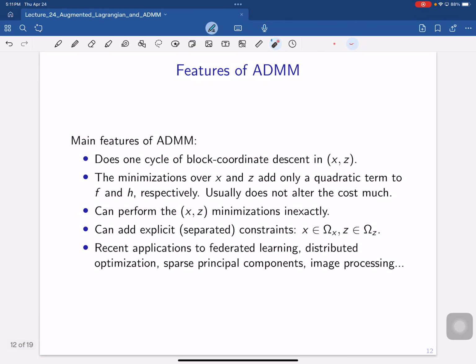So if you check these methods, there are a few main features, right? First, it does one cycle of block coordinate descent. Oh yeah, we didn't talk about block coordinate descent. The idea of block coordinate descent is the following. If you have many variables in your optimization problem, let's say we are talking about an unconstrained convex problem, right? So if you want to minimize f(x1, x2, all the way to xn), right?